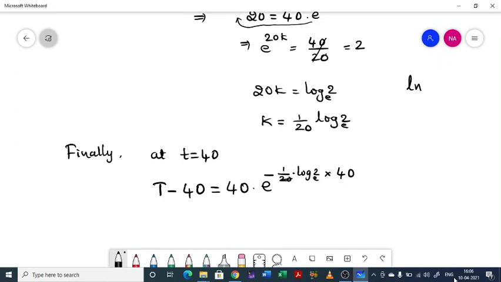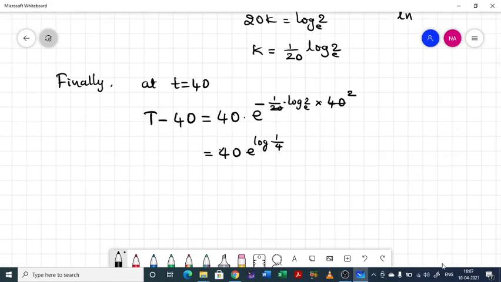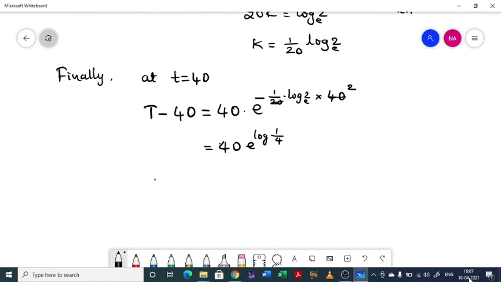So this 20, this 2 times, and it will be 40 into e power log of 1 by 4. Simplifying this, we will be getting capital T equal to approximately 50 degrees Celsius.